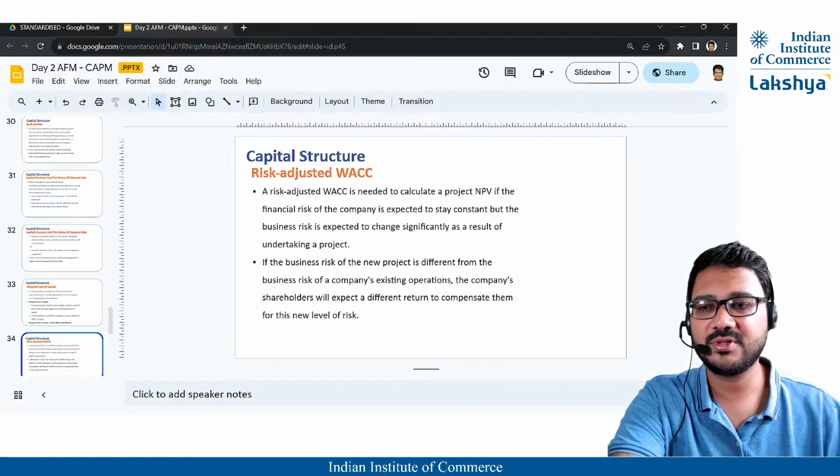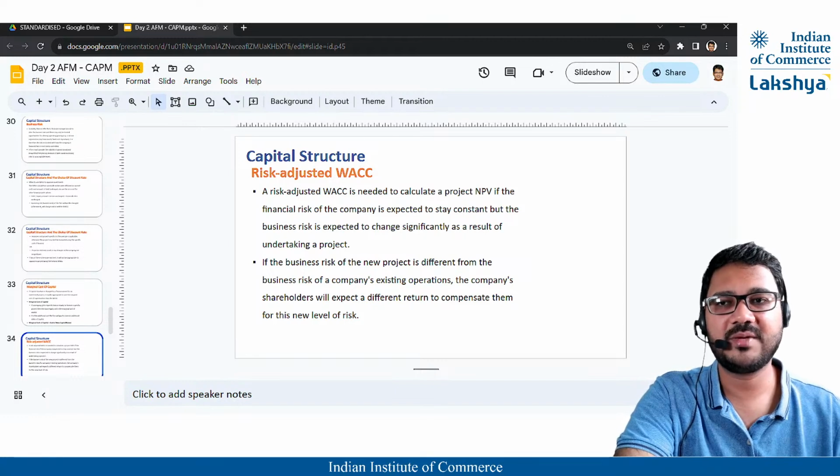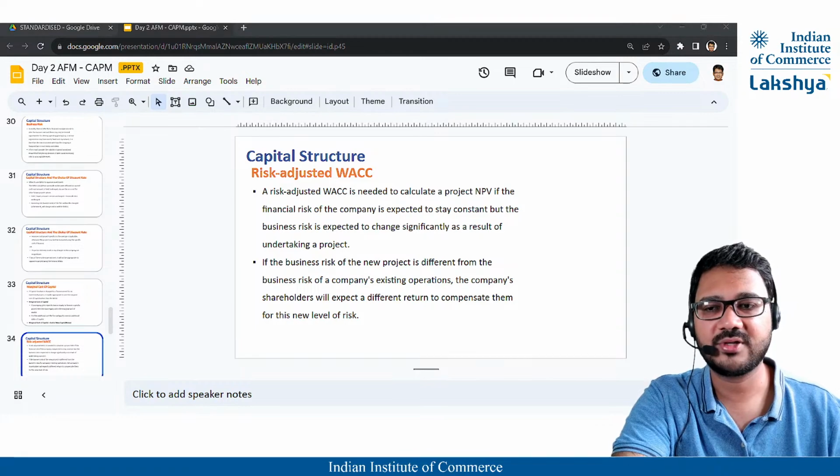Wait, before we do this, people are asking for a break. So, okay, we'll take a quick 10 minutes break, and then we'll continue with risk adjusted WACC.